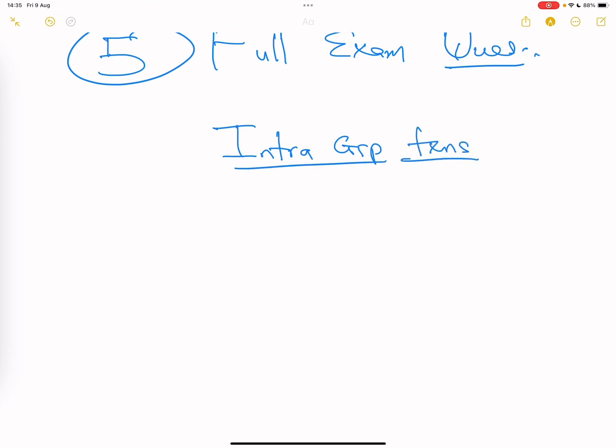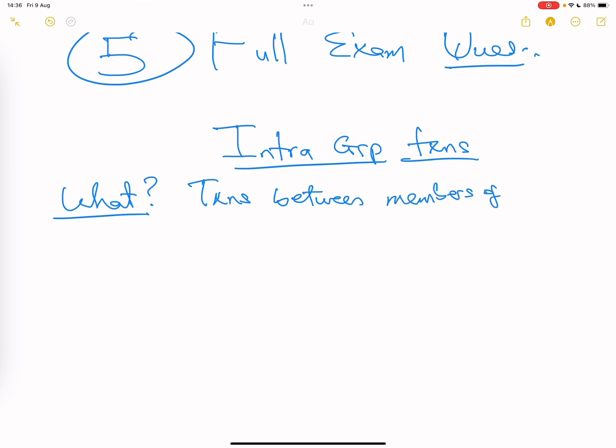So I'm looking at intra-group transactions. What are intra-group transactions? How do you know something's an intra-group transaction? It's easy. It's just transactions between members of the same group.